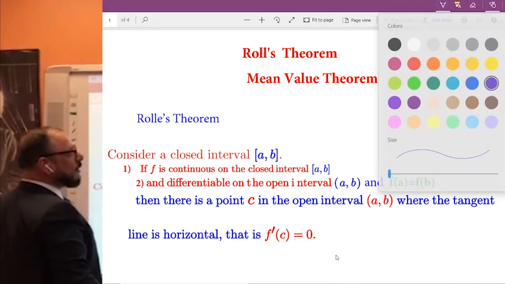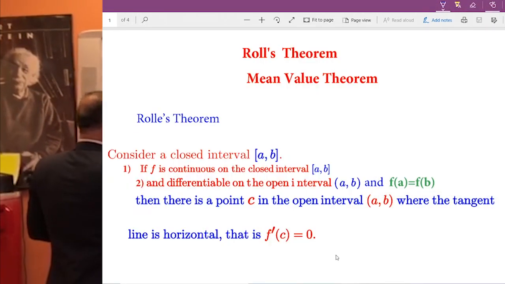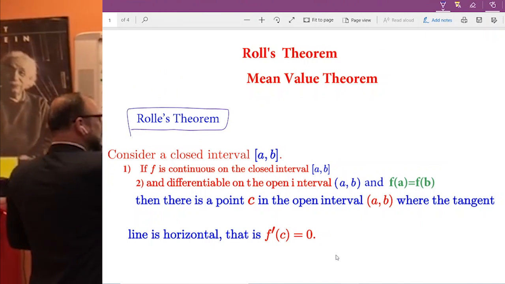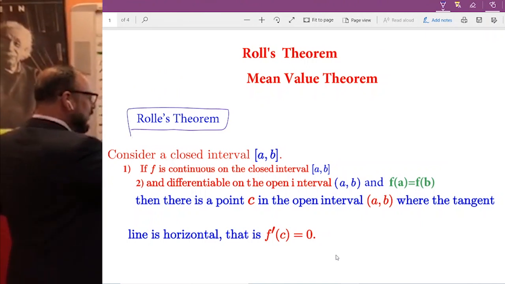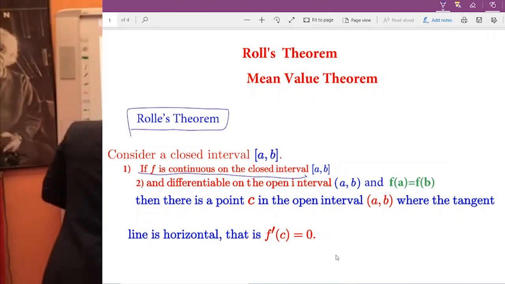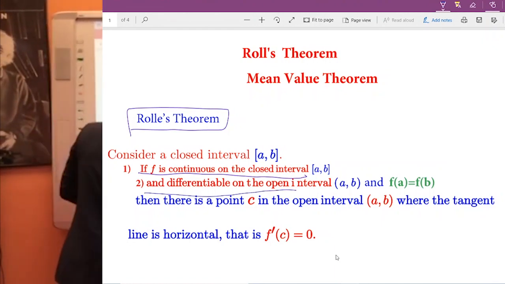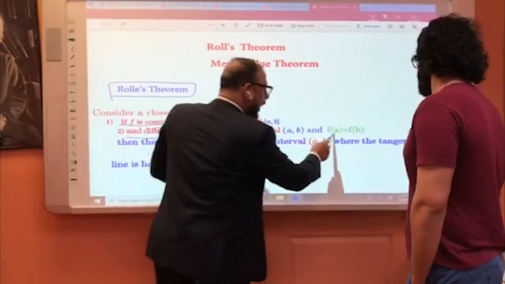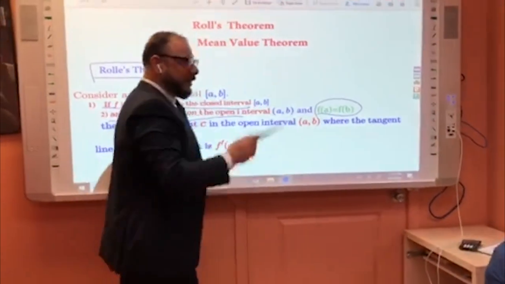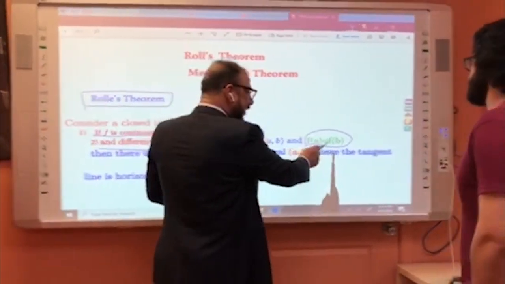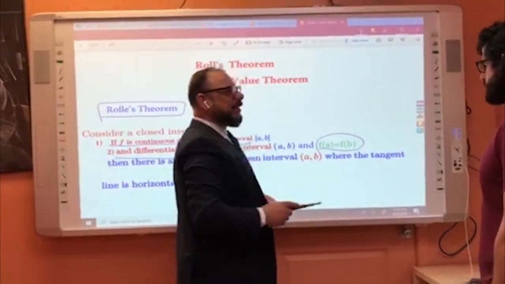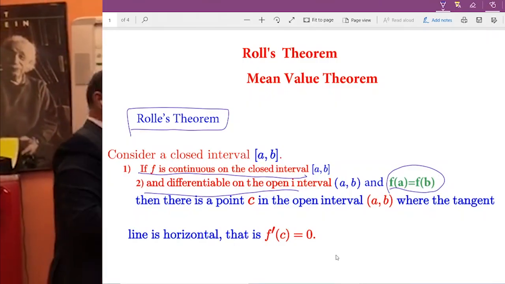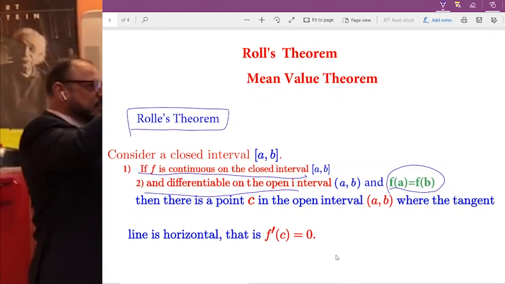To apply Rolle's theorem, you have to have some conditions before you start. The first condition, f has to be continuous, and f has to be differentiable. And f(a) has to be equal to f(b). You see the difference? f(a) has to be f(b), the same values, at the same level.